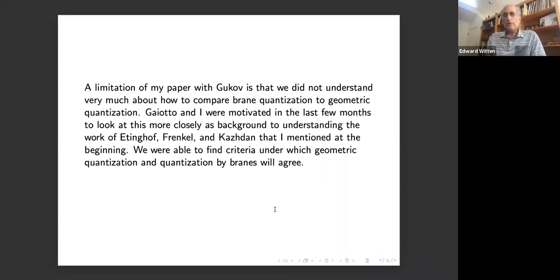in geometric quantization, you use a polarization of M. In brane quantization, you use a complexification of M. If you're lucky, the polarization you used in one story analytically continues to a polarization of the other story. And when the polarization and the complexification are compatible in that sense, then we showed that geometric quantization and quantization by branes will agree. We needed that result because Ettinger et al. had used geometric quantization, and we needed to use brane quantization to understand their work.